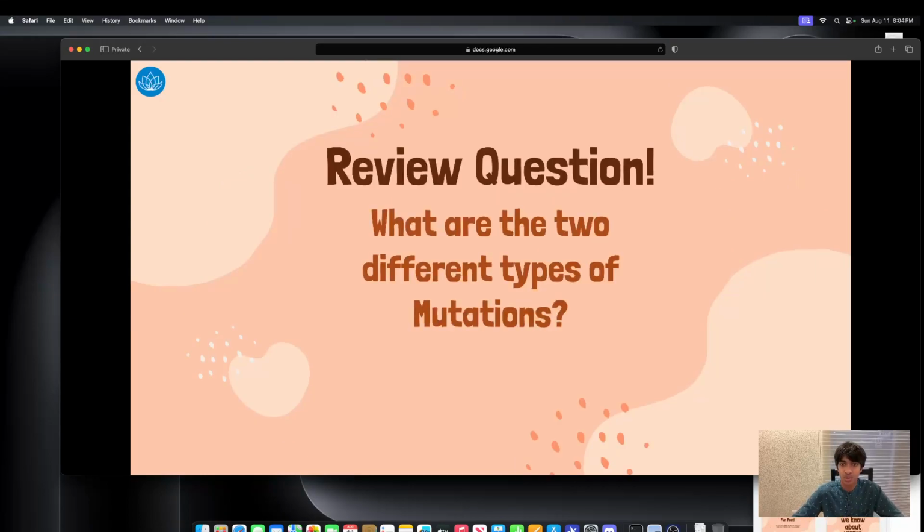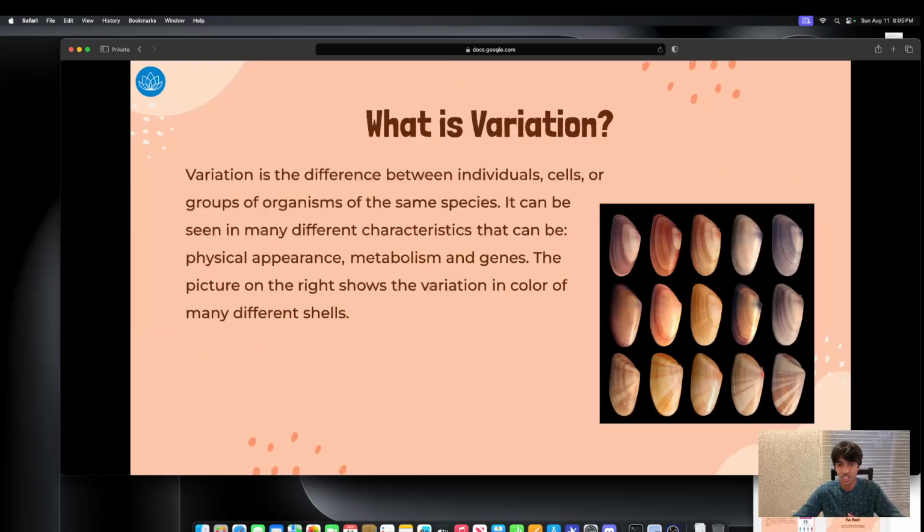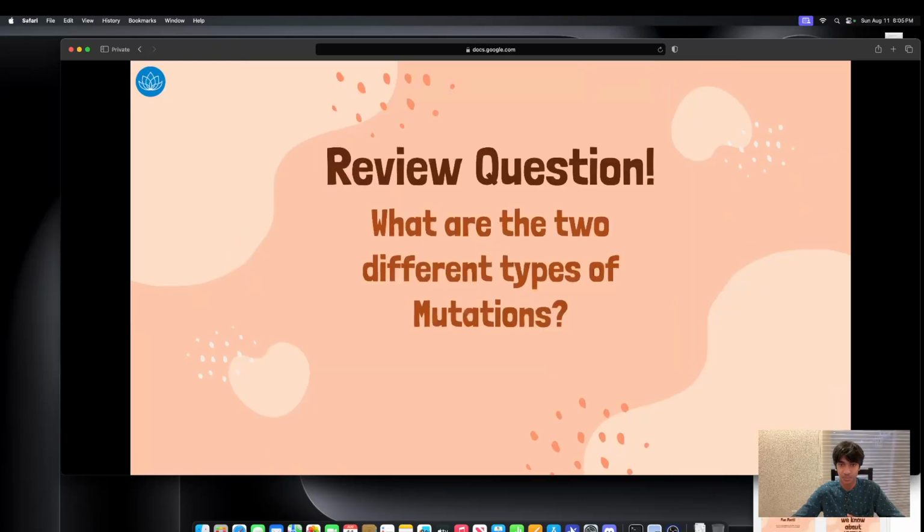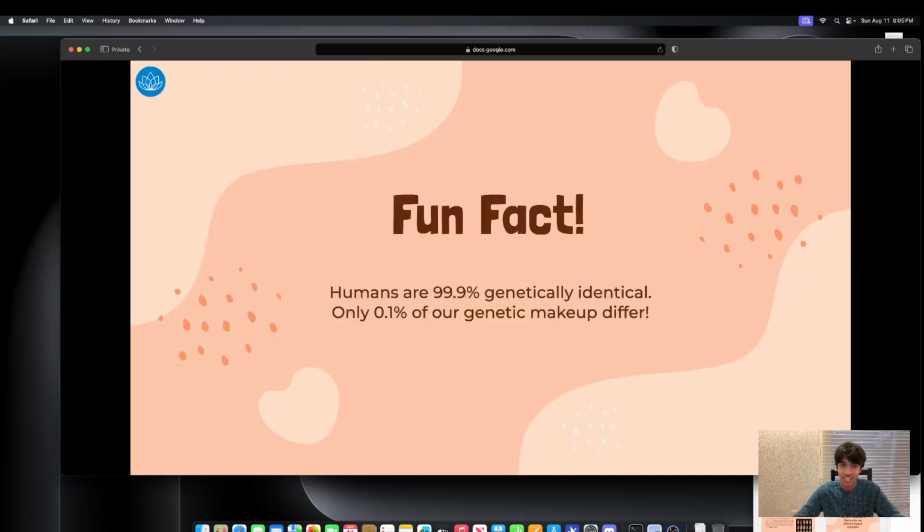And then a review question: what are the two different types of mutations? The two different types of mutations are somatic and gametic, and one can be passed down and one cannot be passed down. And as you know, all humans had a common ancestor, which we today know was probably in Africa around 200,000 to 300,000 years ago.